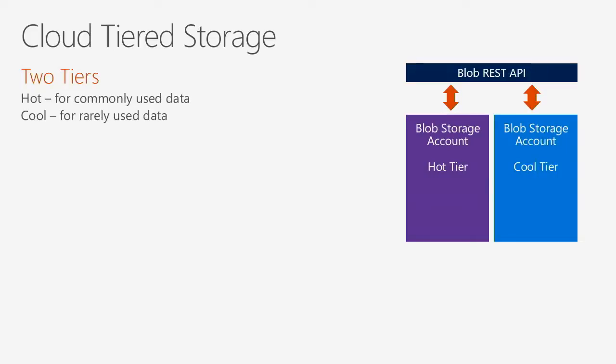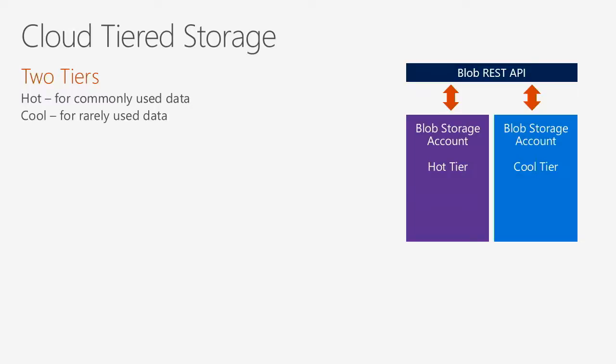So tiered storage. This is really key for people. It's really about managing cost. But people have different categories of data. Commonly they have data that they're using very regularly. They put it in there and they're reading and writing and changing it. It's sort of live, active data.